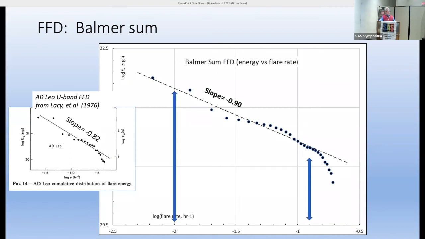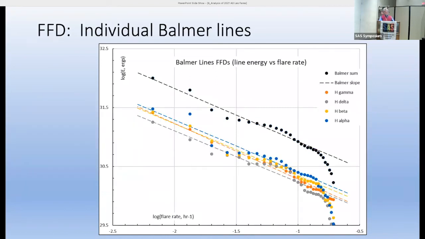If you break that up into the individual lines, shown in color, you find that H-alpha dominates the energy budget, followed by beta, followed by gamma, followed by delta.